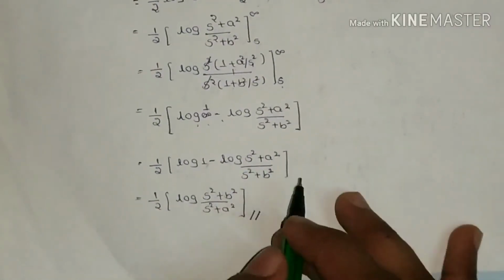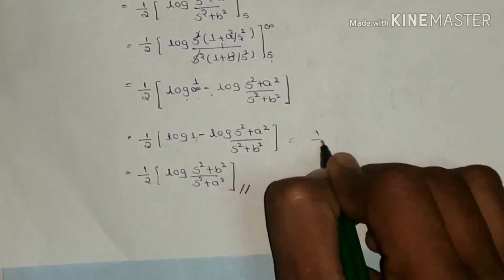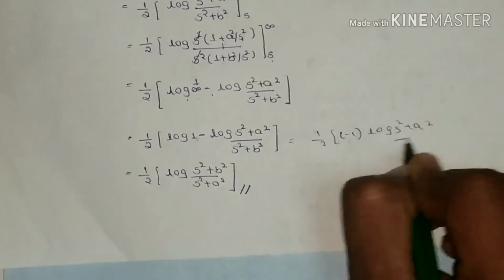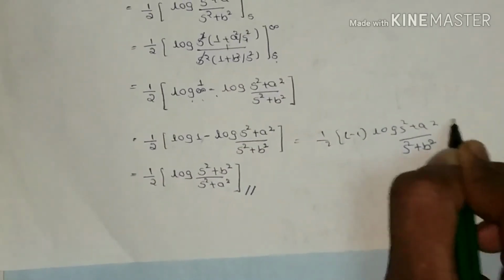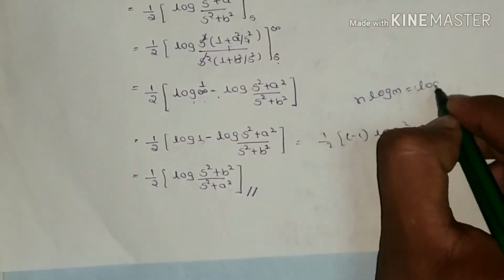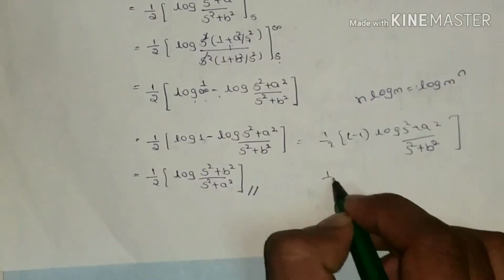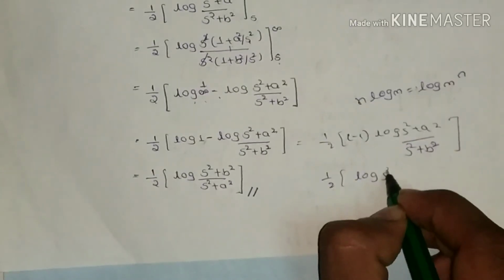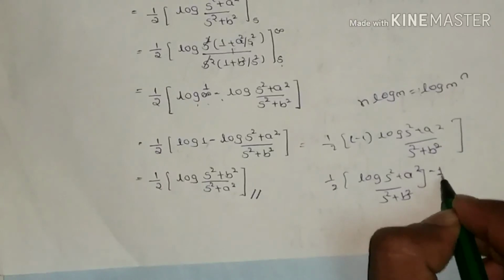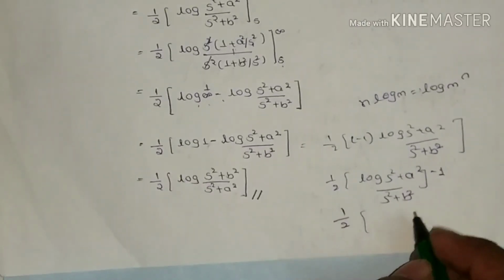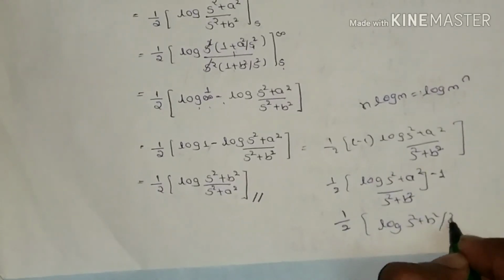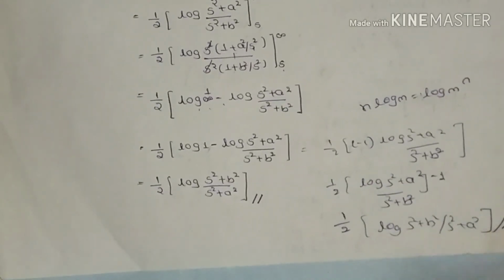Okay, it can be written as 1 by 2 into minus 1 times log of s square plus a square divided by s square plus b square. It is in the form of n log m, which can be written as log m raised to n. So it becomes 1 by 2 log of s square plus a square divided by s square plus b square, raised to minus 1. To avoid the minus 1, we can write it simply as 1 by 2 log of s square plus b square divided by s square plus a square. That is the final answer. Thank you.